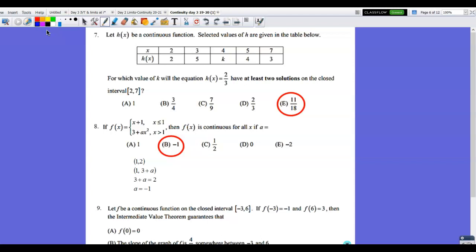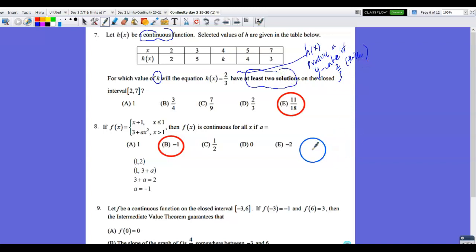So number 7, let h of x be a continuous function. So we have another continuous function. We have values of h given in the table. For which value of k will the equation h of x equal to 2/3 have at least two solutions? In other words, they're saying, when will h of x produce a y value of 2/3? So in other words, we want to produce a y value of 2/3 twice.